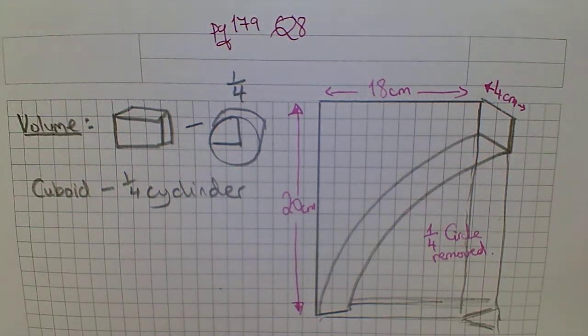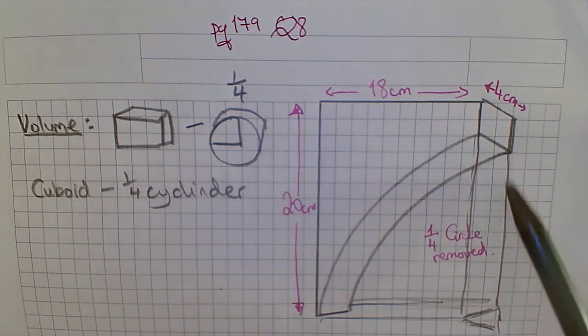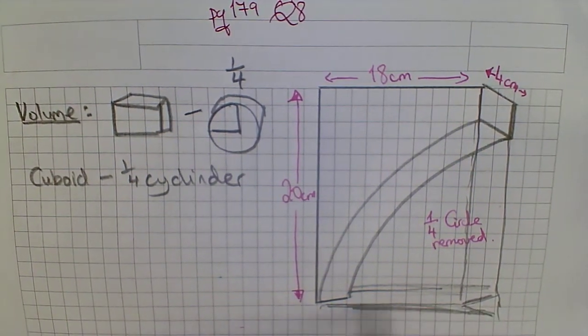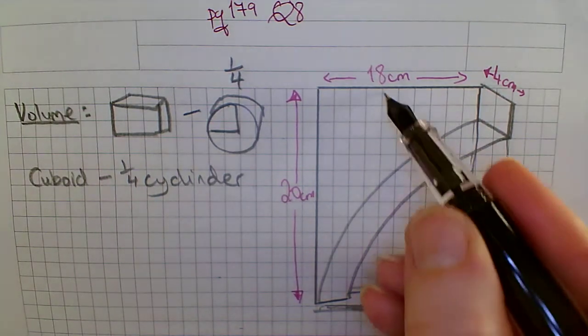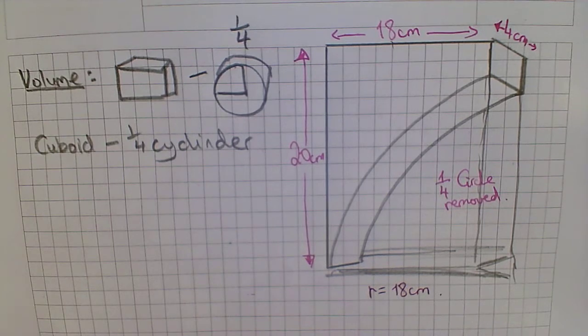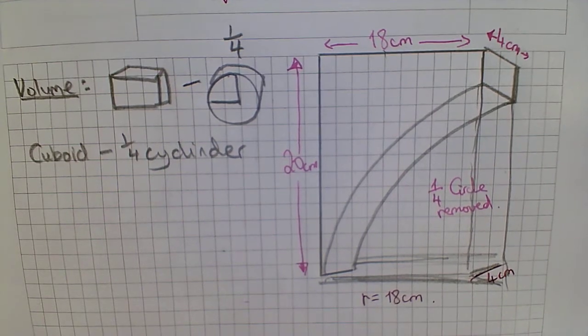Now, we're told that this is 4 centimeters thick, and that this is an exact quarter circle that's removed. So if the width across the top here is 18 centimeters, then the radius of my circle must be the same as that width across the top. So the radius here must be 18 centimeters. So do I have enough information to find everything? And this distance here is also 4 centimeters. That's clear enough. Do I have enough information to find this?